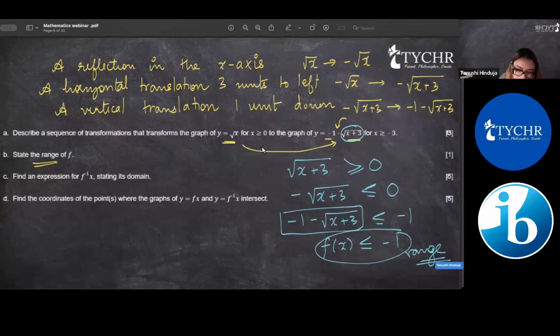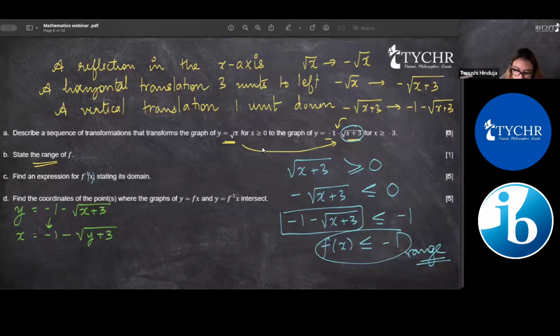Next, we have to find an expression for f inverse of x, stating its domain. To find the inverse of any function, we first flip x and y. We write x in place of y, y in place of x, and then make y the subject. So we have y equals minus 1 minus root x plus 3. I will first flip x and y, which gets me x equals negative 1 minus root y plus 3. And now my goal is to make y the subject.